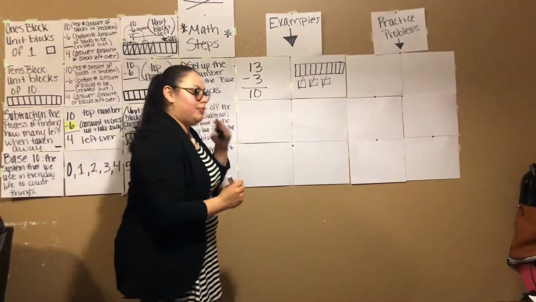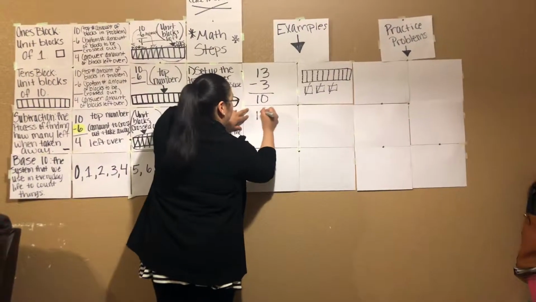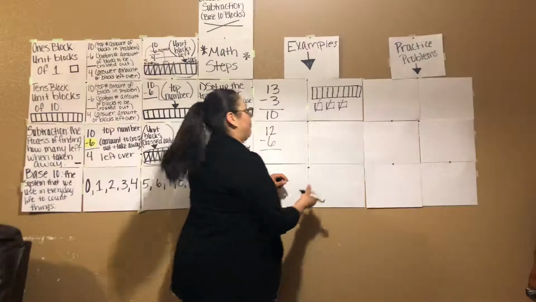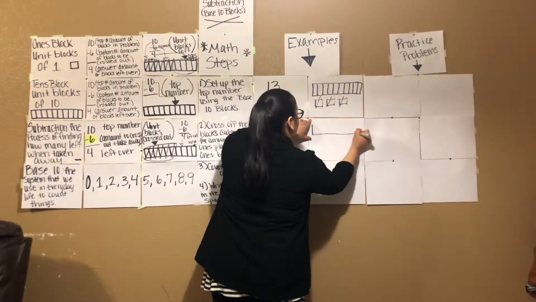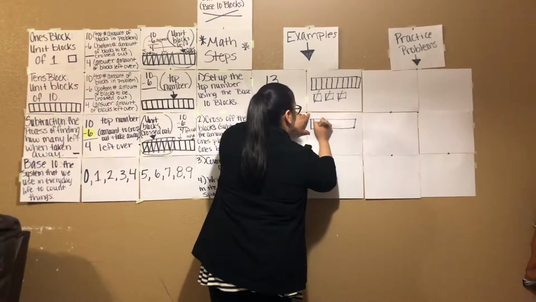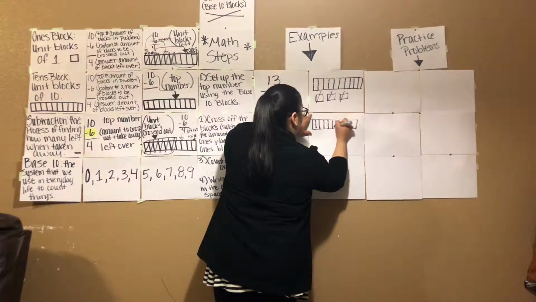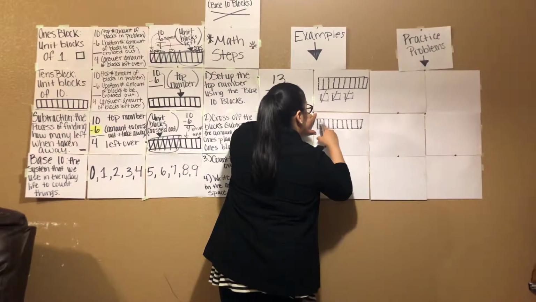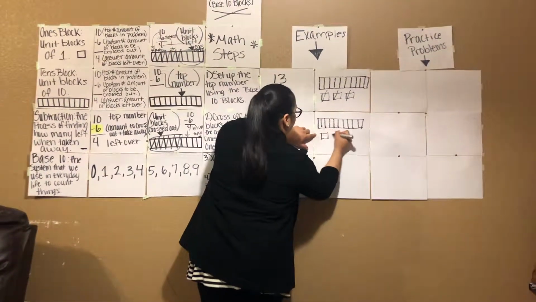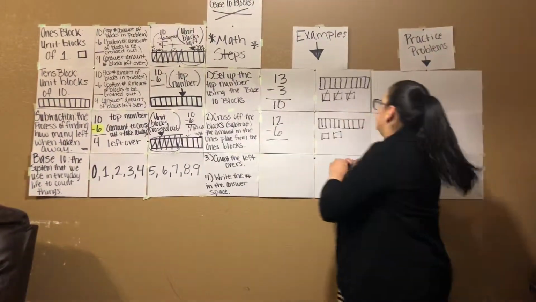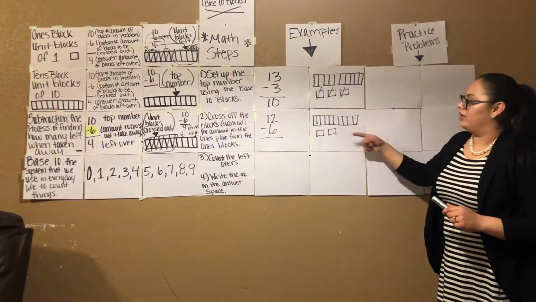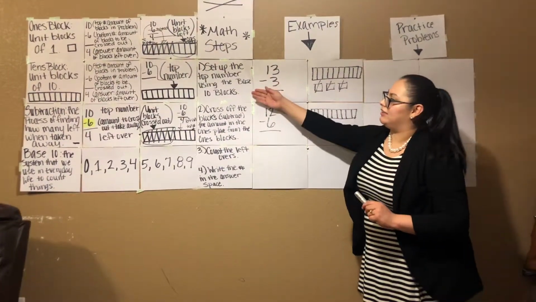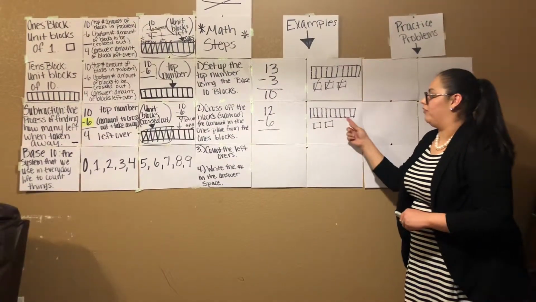Our second problem is going to be 12 minus 6. Okay, so let's go ahead and work that problem out. We're going to make a tens block for 10. 10, 11, 12. So we have 12, and we set up the top number using the tens block, which is 12 right here.